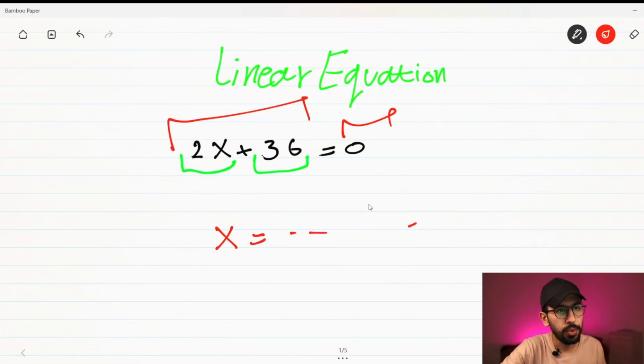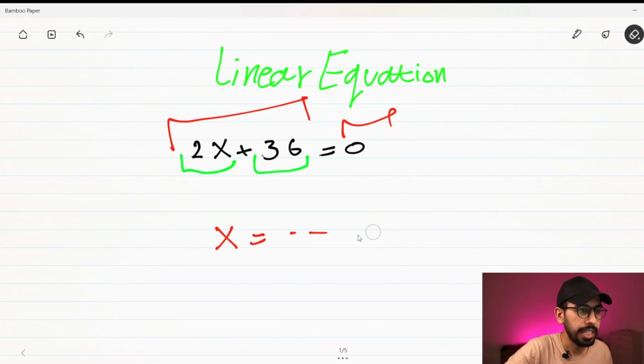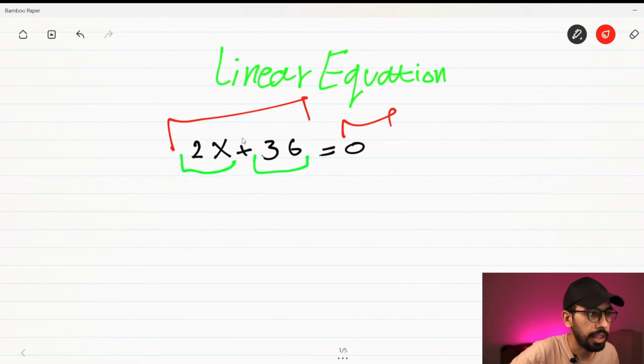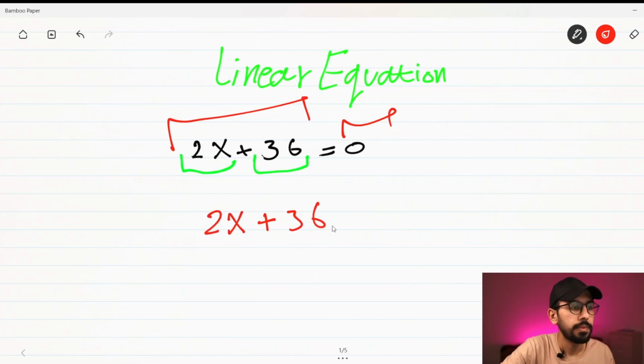So how can we do that? Simply, it is very easy actually. We just need to get rid of the other numbers here. So how can we do that? Let's say that we have 2x here. So what can we do now? The only and simple thing that we can do now is to put a negative 36 here, because 36 minus 36 equals 0.